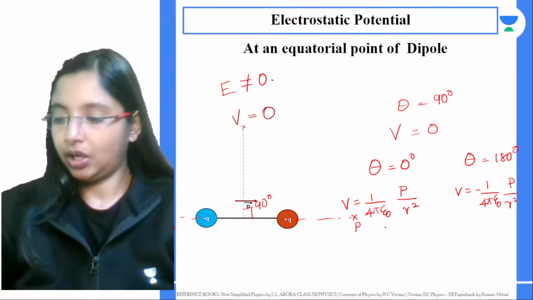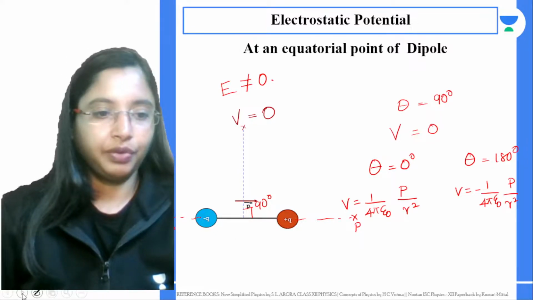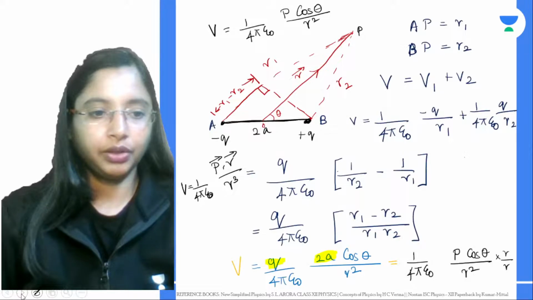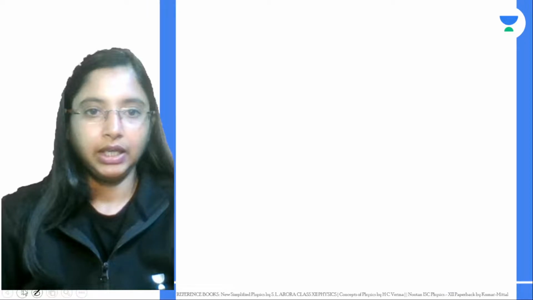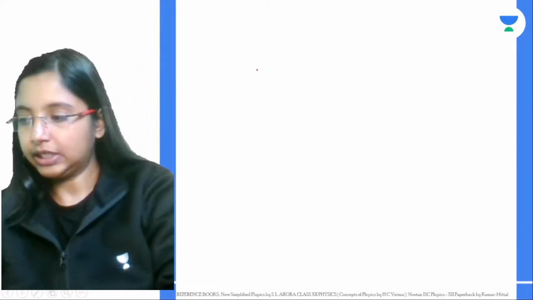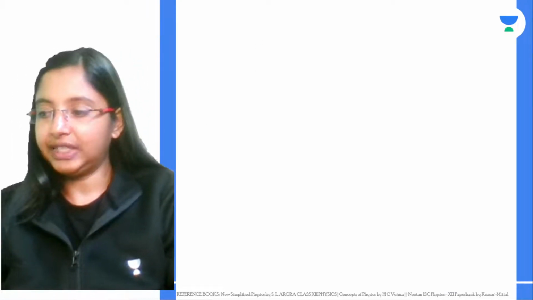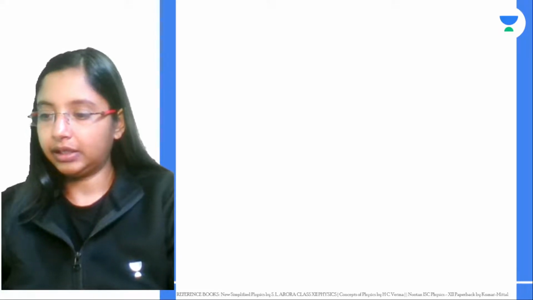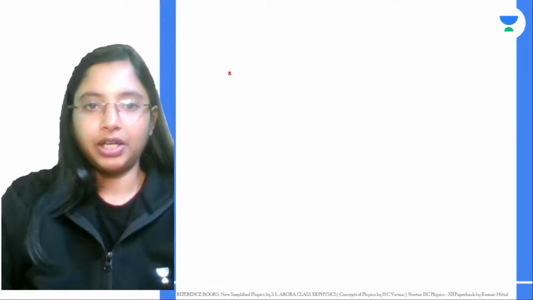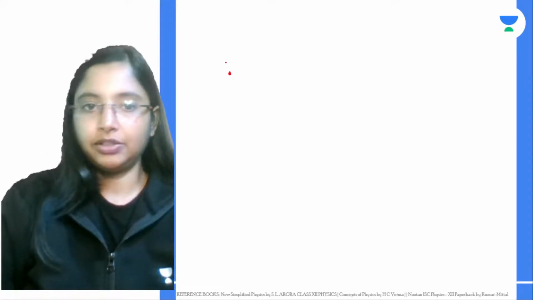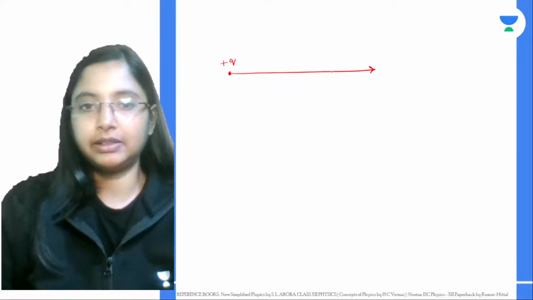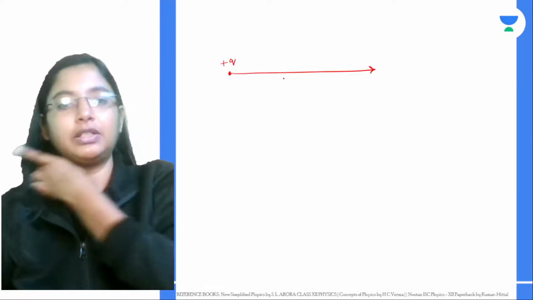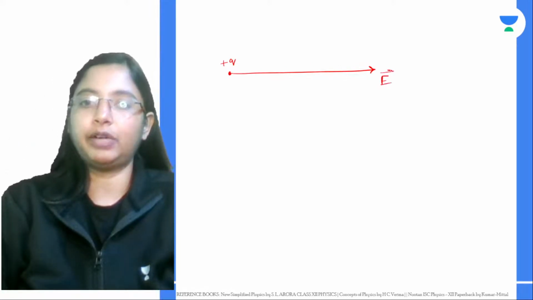Alright. And from that note, before we end the class, a quick note: let's see what is the equation connecting electric field and electric potential. So if you have a point charge, as I said, and let's say this charge is a positive charge, over here you can see that the electric field lines are radially outwards.